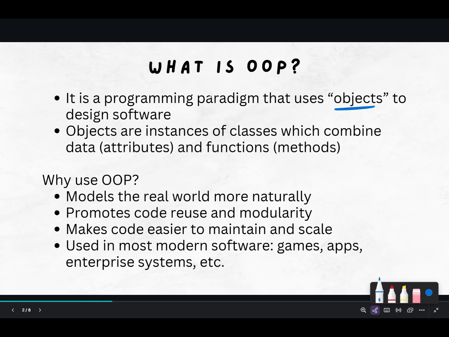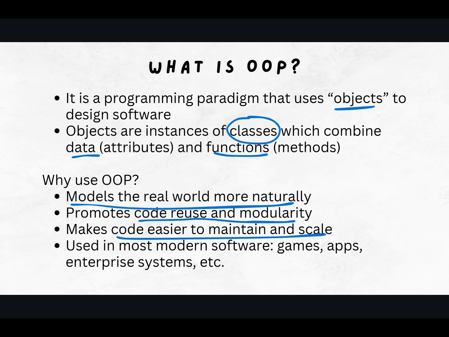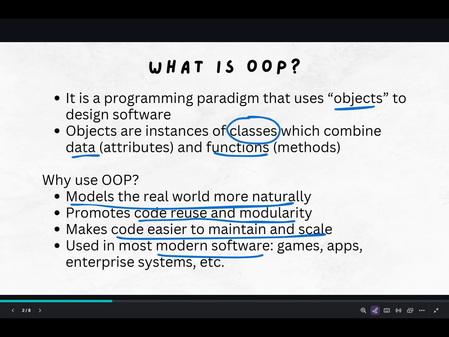So what is object oriented programming? It is a programming paradigm that uses objects to design software. Now objects are instances of classes which combine data and functions. Now we will learn more about classes in the upcoming slides. Let's first see why we use object oriented programming. So it models the real world more naturally, promotes code reuse and modularity, makes code easier to maintain and scale, and it is used in most modern softwares for gaming, applications, enterprise systems, etc.